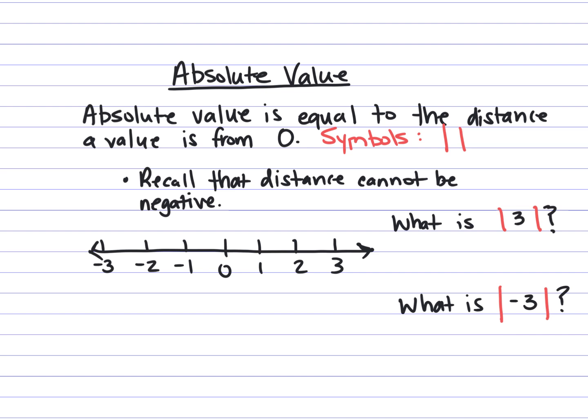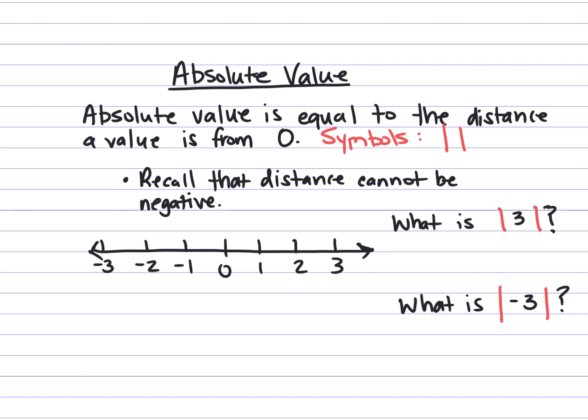And you can see the definition here. It's the distance a value is from 0 on a number line. And you can see the symbols. They're similar to parentheses, grouping symbols, but instead of being curved, they're just straight, kind of like a lowercase l. And you can see here I have a number line drawn.